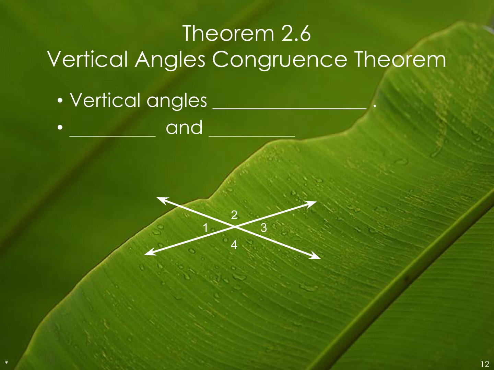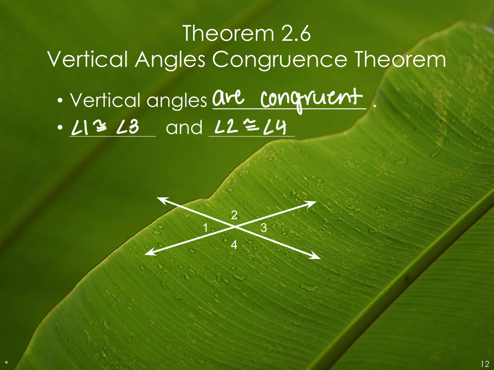All right, vertical angle congruent theorem. This is another theorem. Vertical angles are congruent. I just told you that. They are congruent. And looking at this, what angles are congruent? All right, good. Thank you for giving me all of them. Angle 1 is congruent to angle 3, and angle 2 is congruent to angle 4. Please make sure you know how to write them. Angle 1 is congruent to angle 3, and angle 2 is congruent to angle 4.